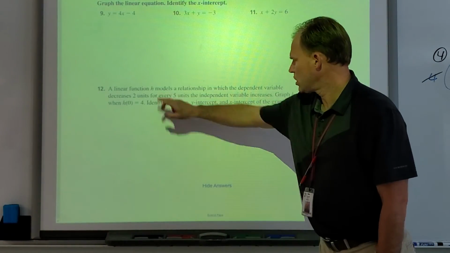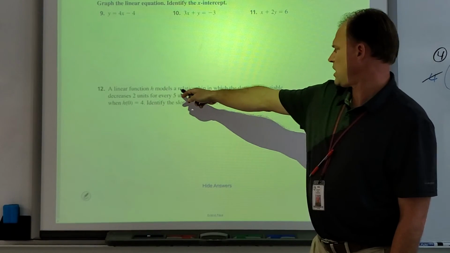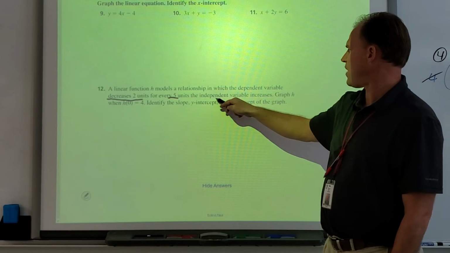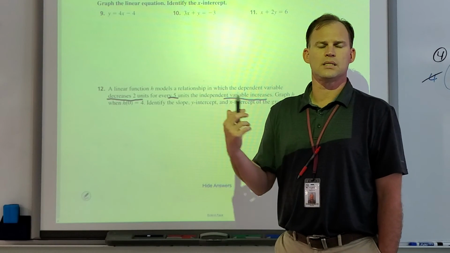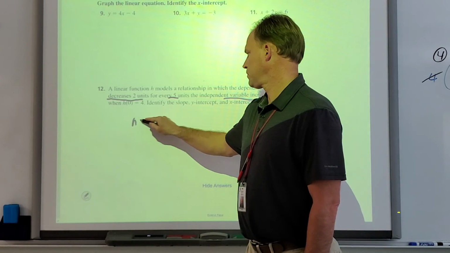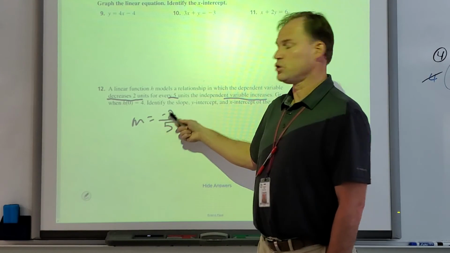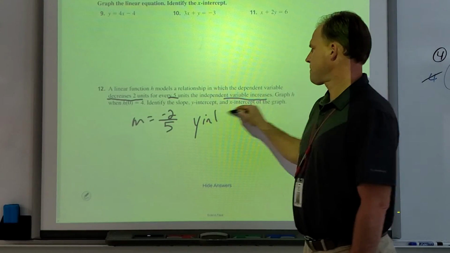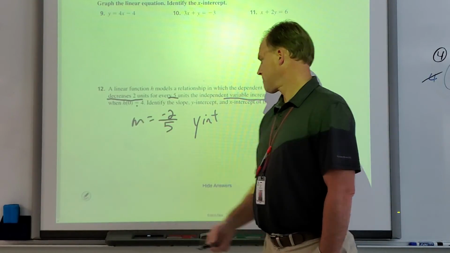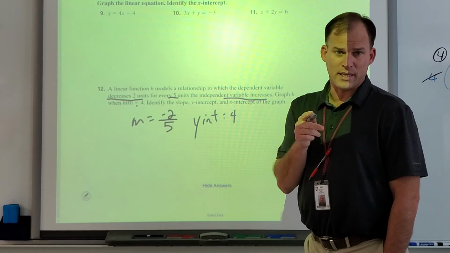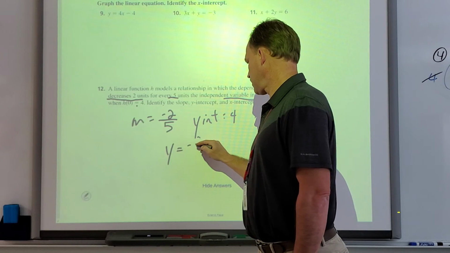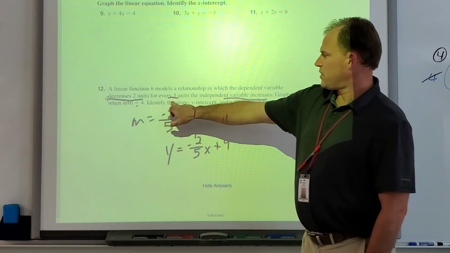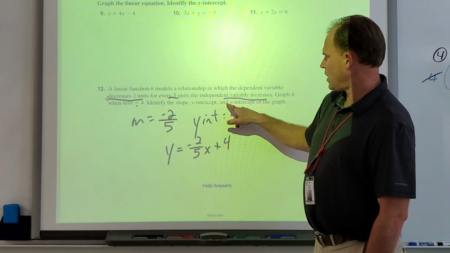Don't need to practice those. Come down here. Again, to decrease 2 units for every 5, it increases. What is the slope? Told you, write the negative with the top number, because that's going up and down. What is the y-intercept? Write the equation. Identify the slope, -2/5, y-intercept 4, and x-intercept.